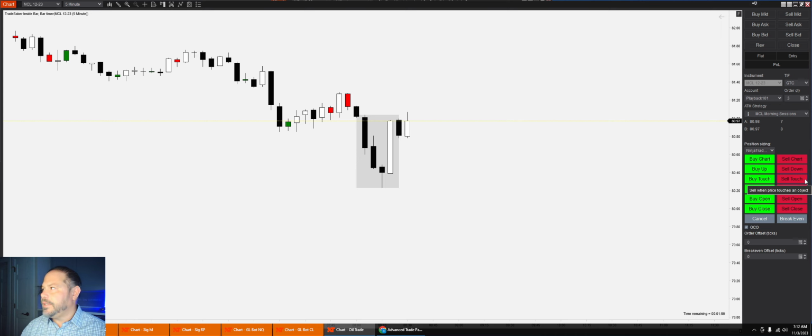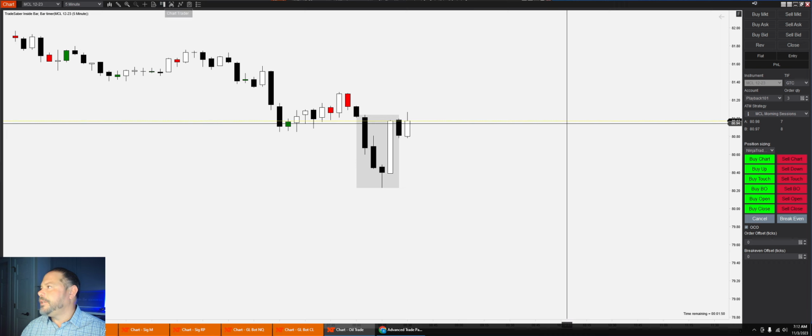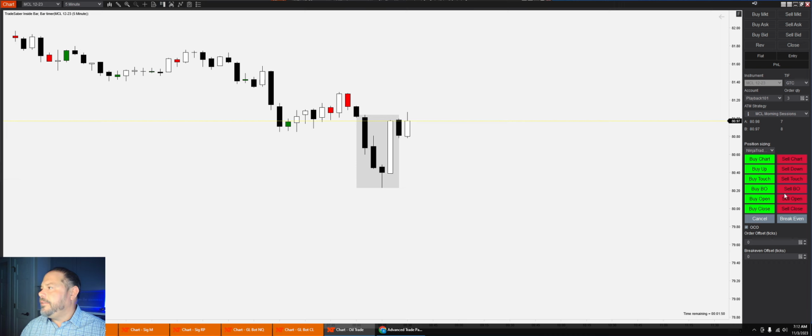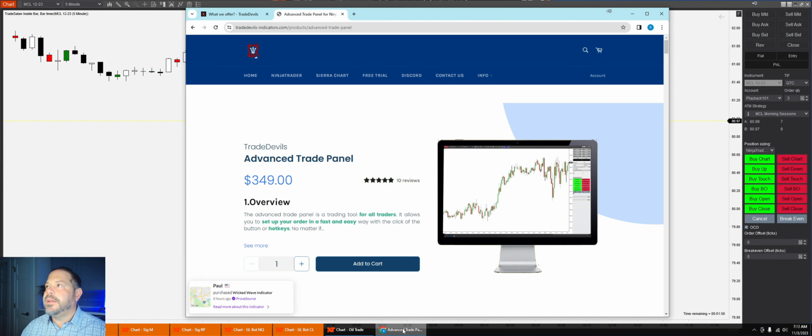So I got Chart Trader obviously enabled. You just enable that right here at the top. Chart Trader, and this is an indicator by Trade Devils, and this indicator, which they call the Advanced Trade Panel, cost me $349, and that's just for one license. So I can only use this on one machine.